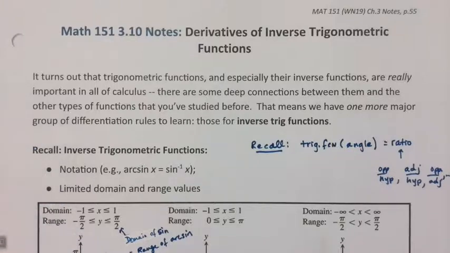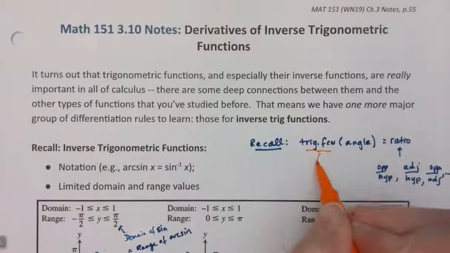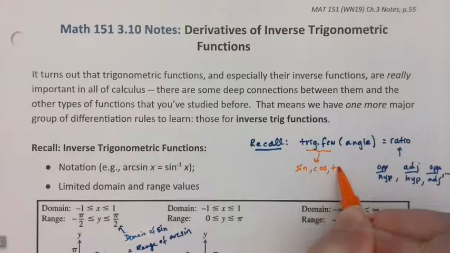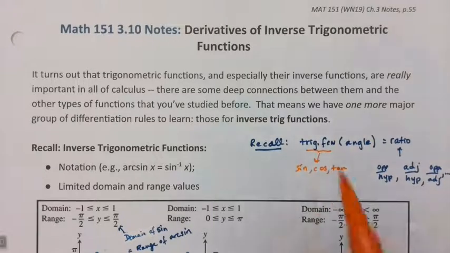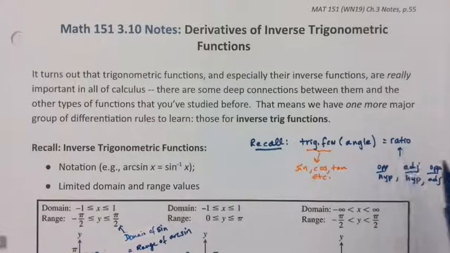So recall just from your pre-calculus class that a trigonometric function like sine, cosine, tangent, they all take an angle as their input. So these would be sine, cosine, tangent, right? Those operations. I'm just going to put etc. Secant, cosecant, cotangent. They take an angle and give you back a ratio. So sine, for example, gives opposite over the hypotenuse. Cosine gives back adjacent over the hypotenuse, etc., etc.